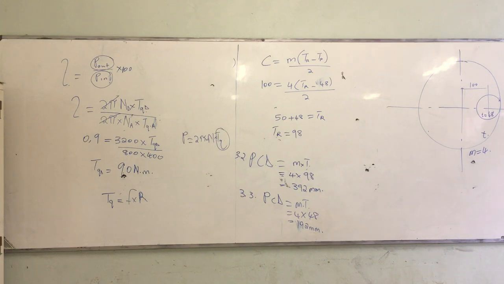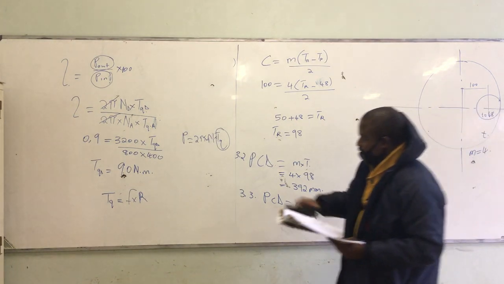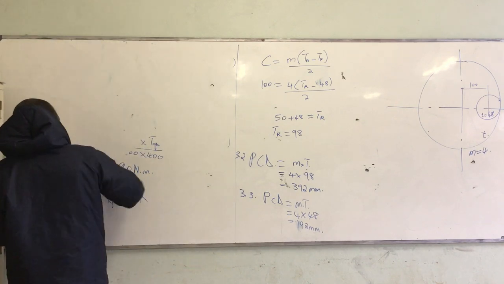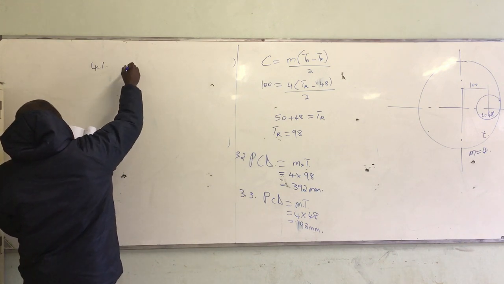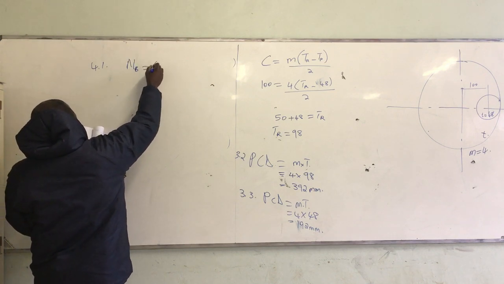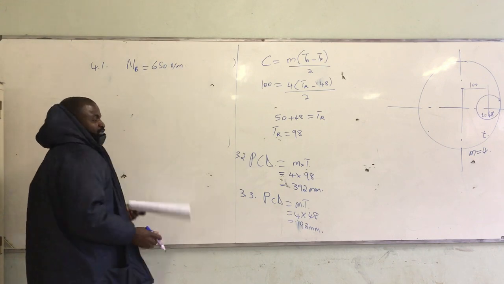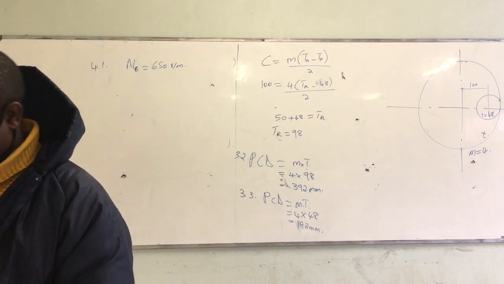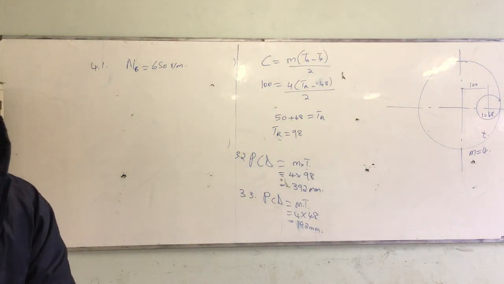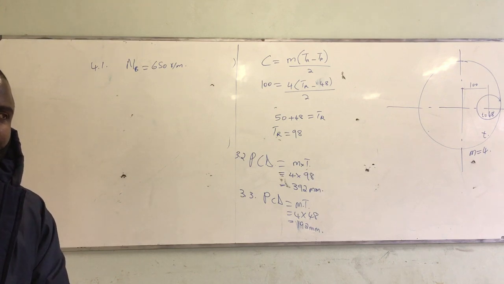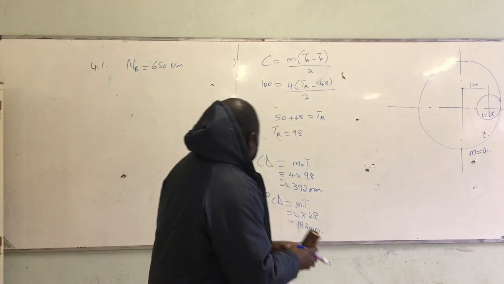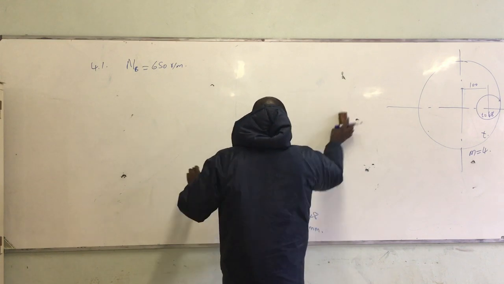So now we need to quickly run to number 4. 4.1. The answer is NB is equal to 650 revolutions per minute. And what's your answer? 650. You got 650. Who got a different answer? If there are those who got different answers, we should take it on board all together.